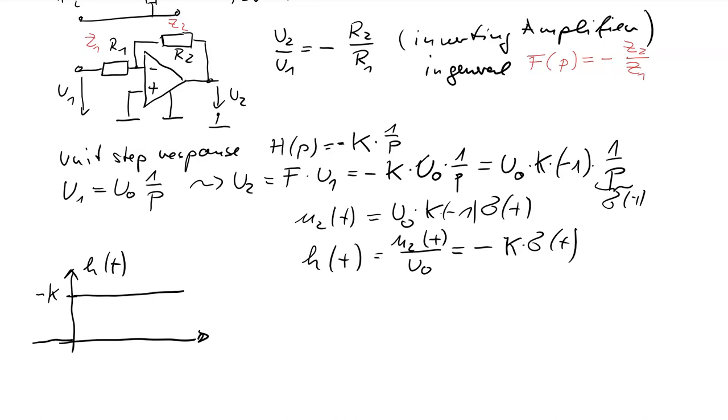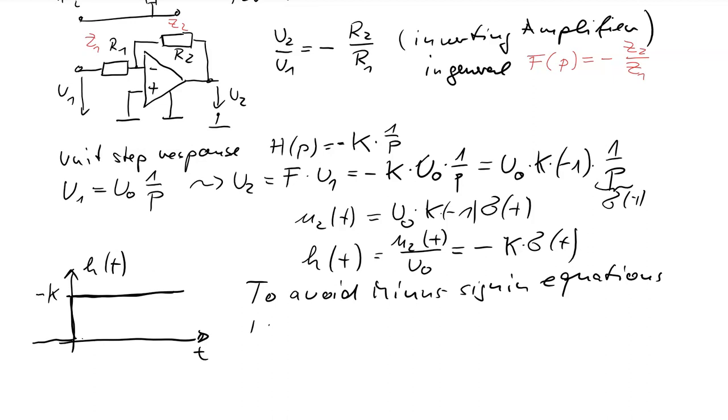So if in my application we always want to use the inverting amplifier, then in any case we have a minus sign here in our equations. I of course want to avoid this minus sign. For this I use a trick. In the following applications I use a simple trick in my circuit to avoid minus signs in the equations. I use the following trick in my circuit.